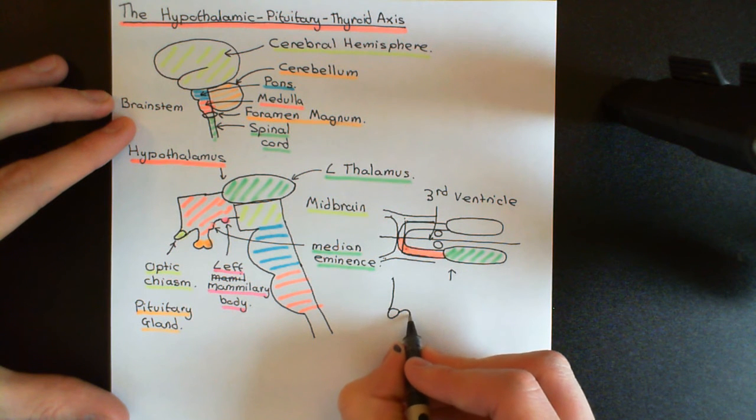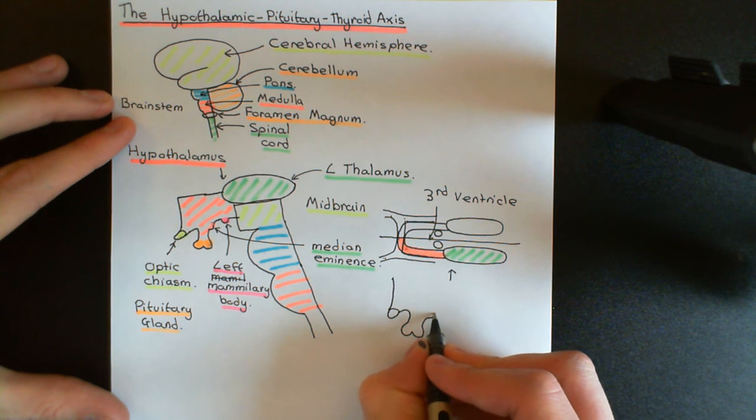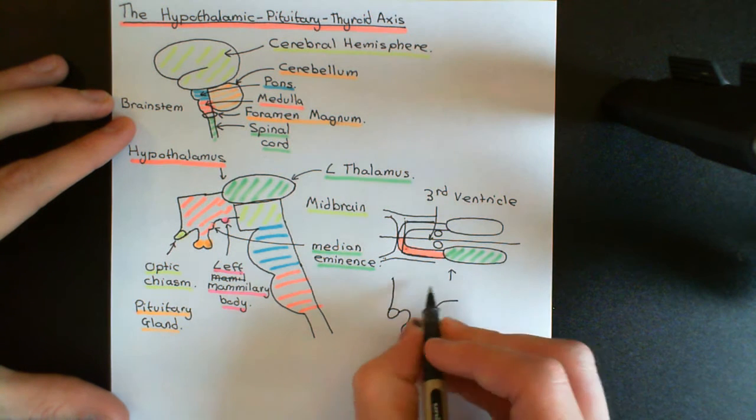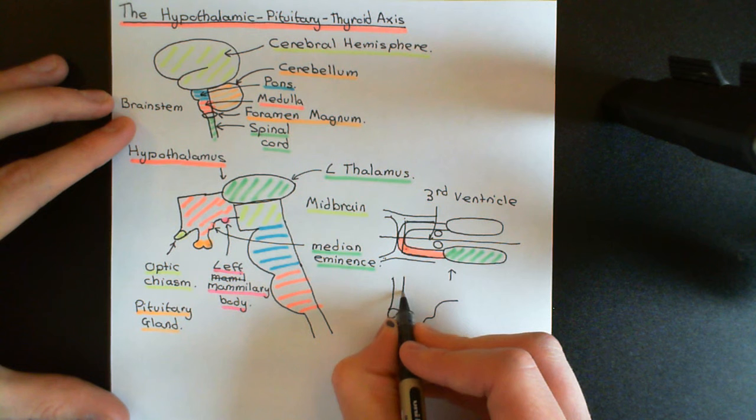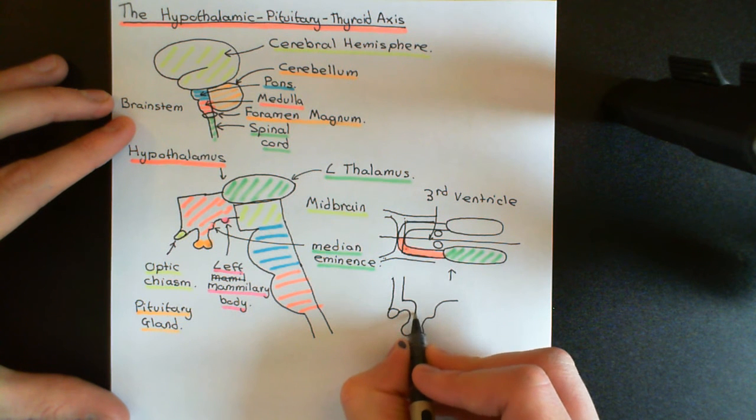Then what we'd see is the pituitary stalk here with the anterior pituitary, the posterior pituitary. Here is the median eminence, and there's the rest of the hypothalamus. Now we'd also see the third ventricle, and this is why we've done this really, to get this understanding of how the third ventricle works.